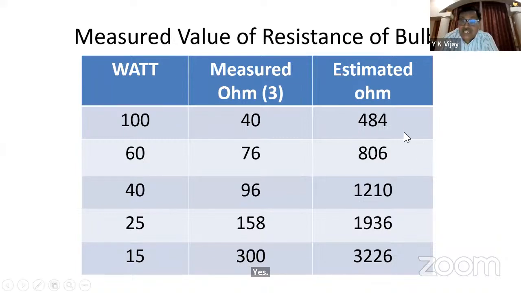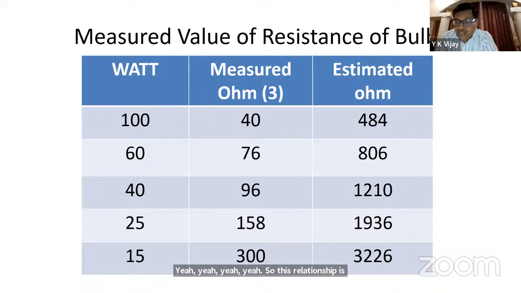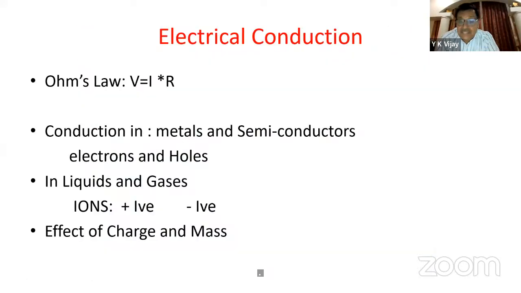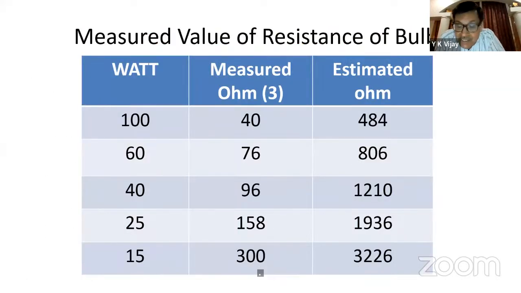This relationship is coming from the Ohm's law formula, V square by P. V square is always constant. It's only the P which we are varying. So if you put 60, then you get a different value, or 40 or 50. My question was, why is there a difference between the estimated and measured value?